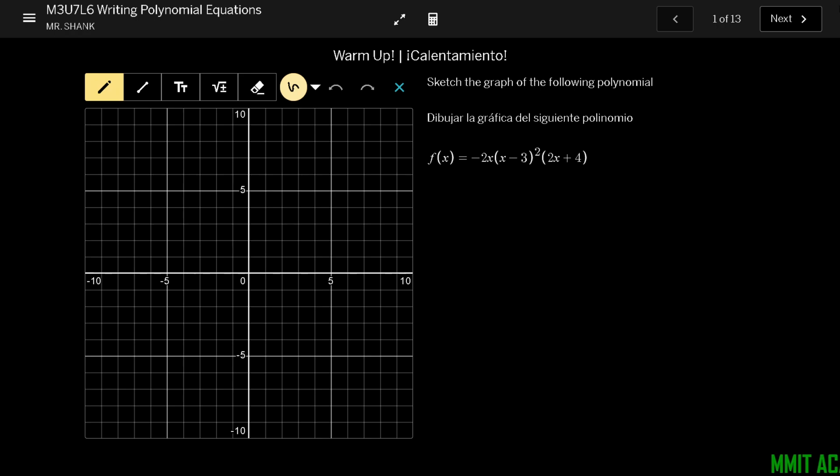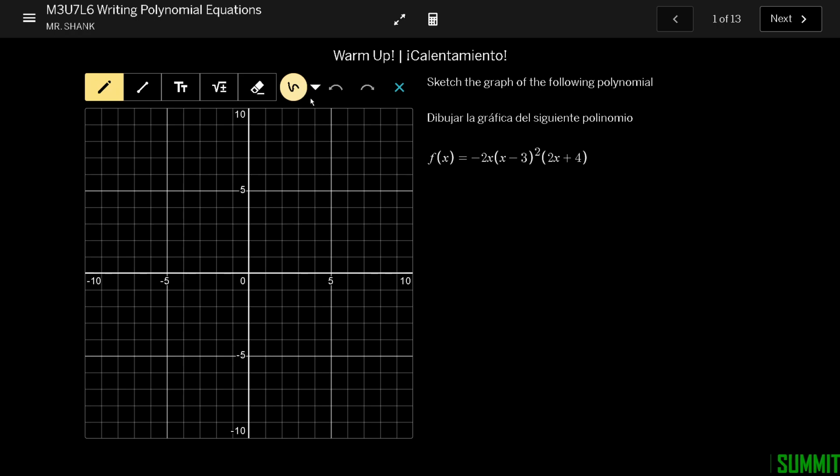So for the first one, for the warm-up, it says sketch the graph of the following polynomial. So we're talking about a multi-term equation. Again, polynomial means multiple terms. So I have f(x) equals negative 2x times quantity x minus 3 squared, and then 2x plus 4.